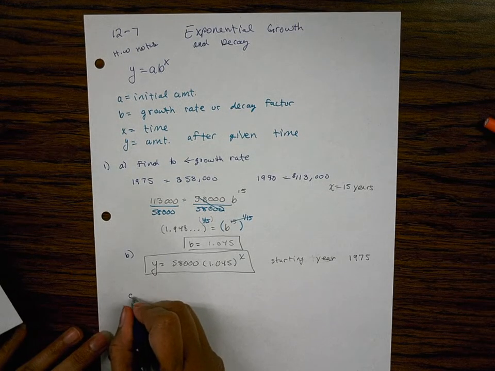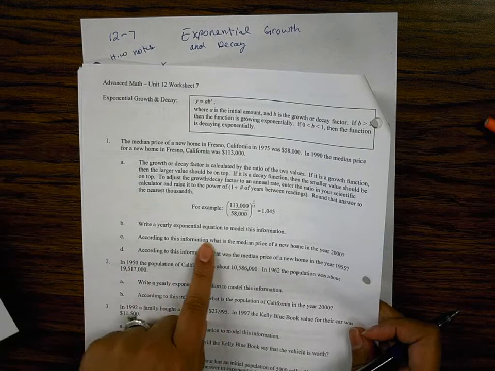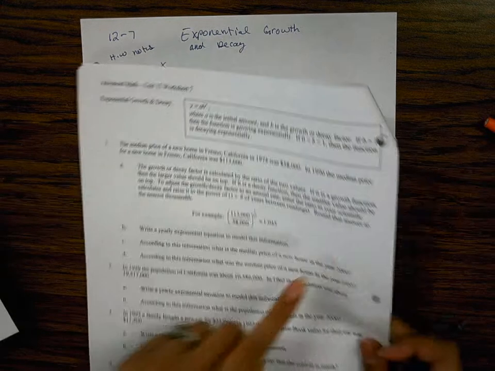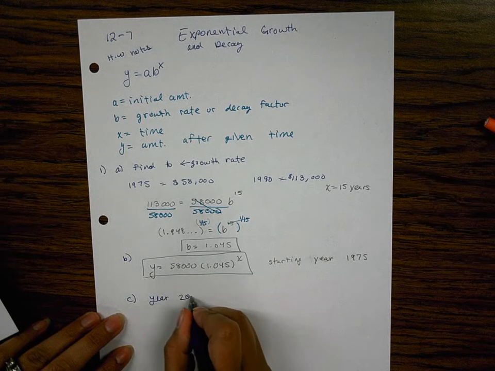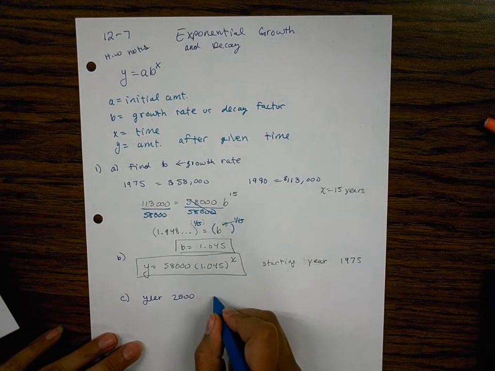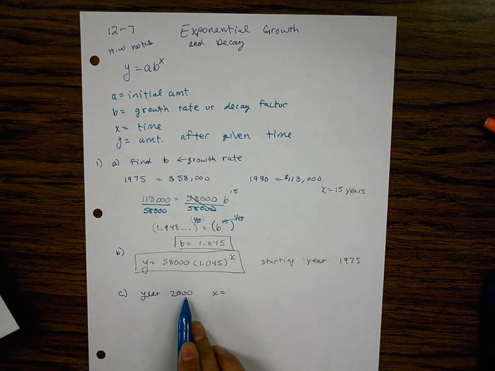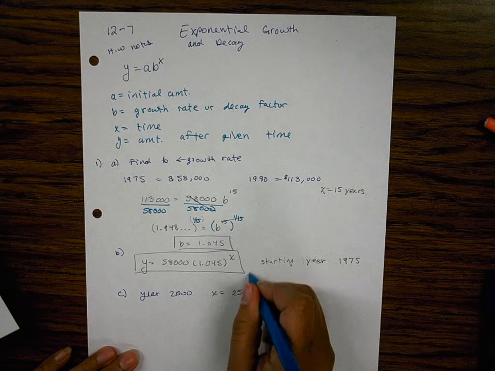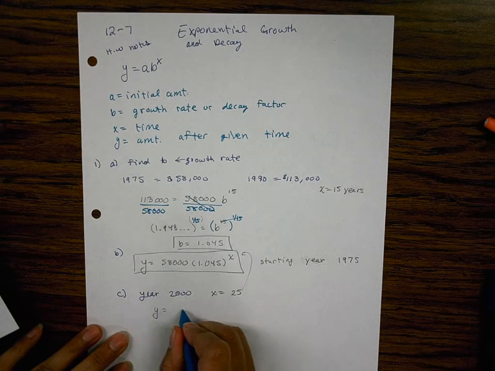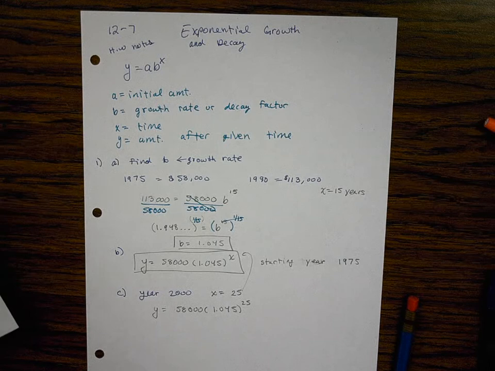That's it for B. Question C. According to this information, what is the median price of a new home in the year 2000? How much time has passed between 1975 and the year 2000? That is 25 years, and you just plug 25 into X. Y equals 58,000 times 1.045 raised to the power. Go ahead and plug that in your calculator.